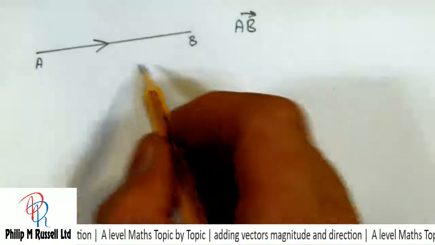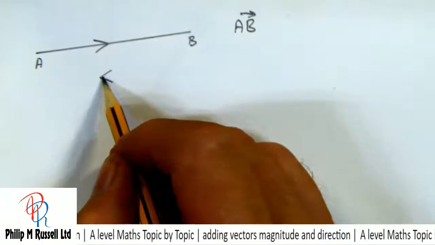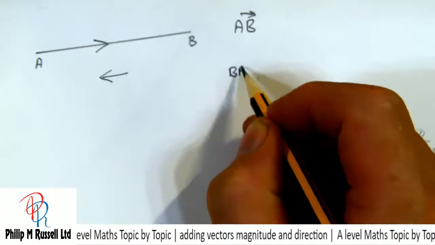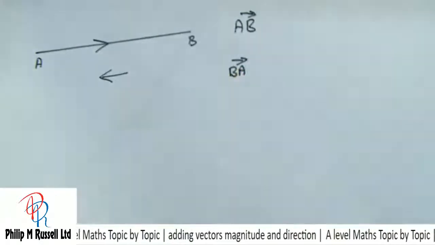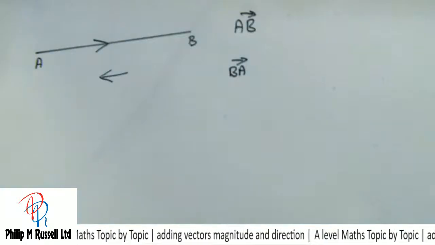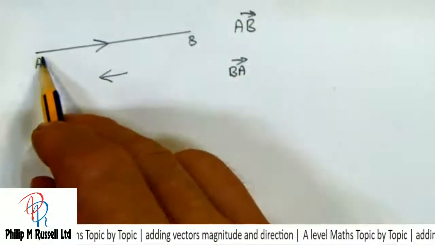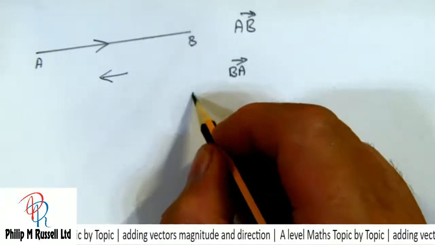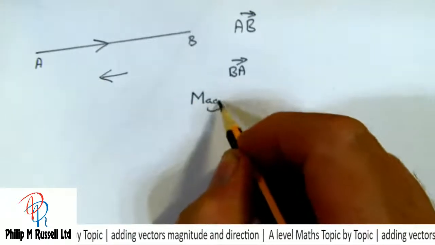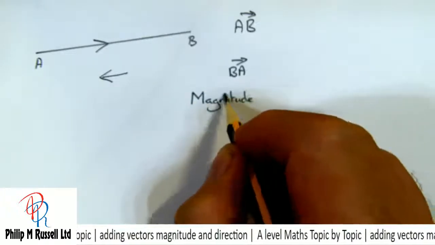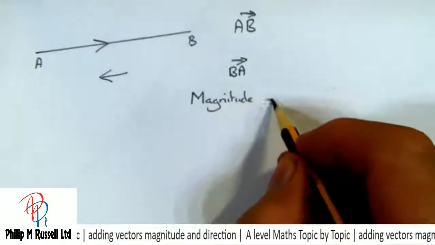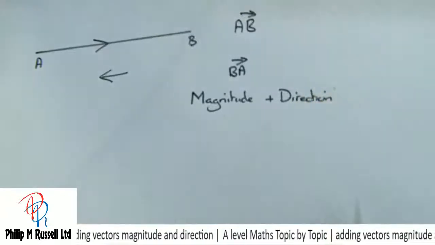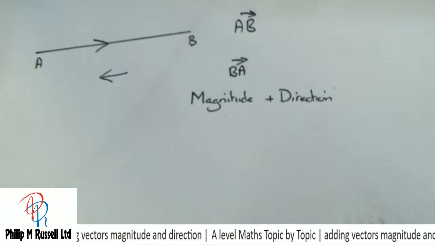Similarly, I could in fact go the opposite direction. I could go that way, and that would be the vector of B to A, and we'd write it like that. So basically all vectors have a distance that they're travelling, an amount, and we'll call that their magnitude. And they have a direction in which they're travelling. And so there is our basic idea of a vector.